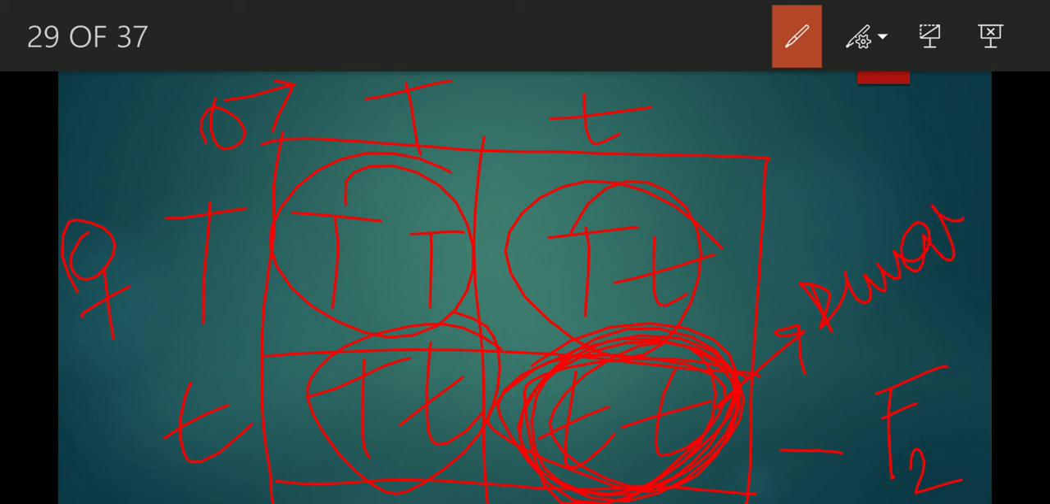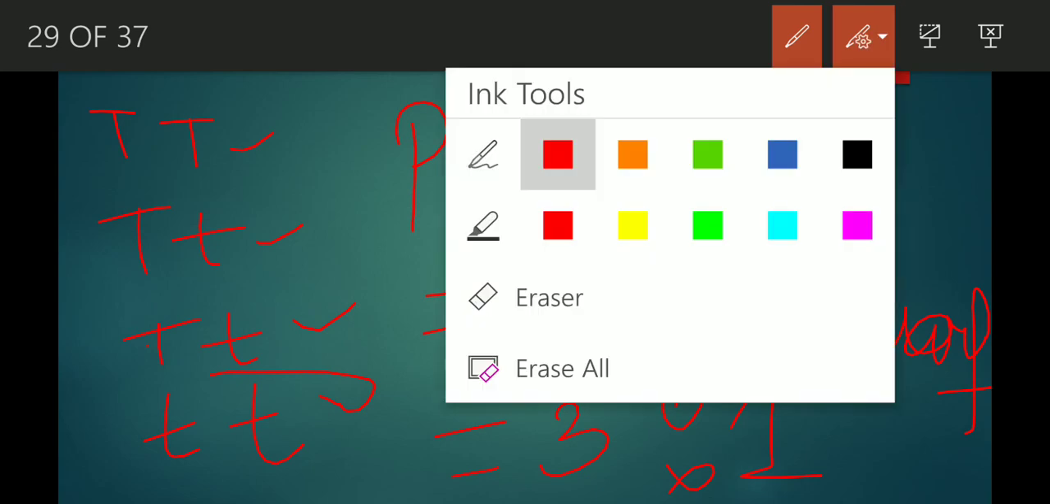Clear? So out of the 4 offsprings, 3 are tall, 1 is dwarf. So in F2 generation, these are the offsprings. Now we will find the phenotypic ratio. See, tall is to dwarf. How many of them are tall? 3 are tall, and 1 is dwarf. 3:1 is the phenotypic ratio. Clear?